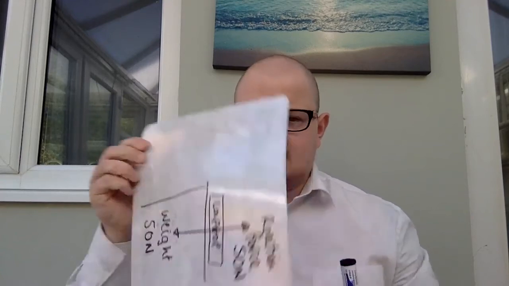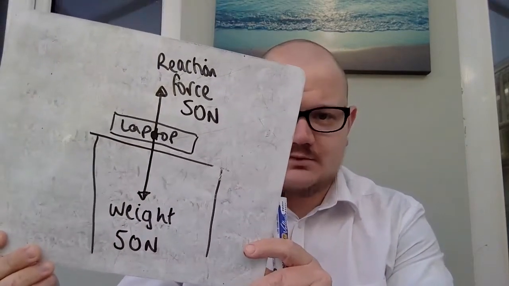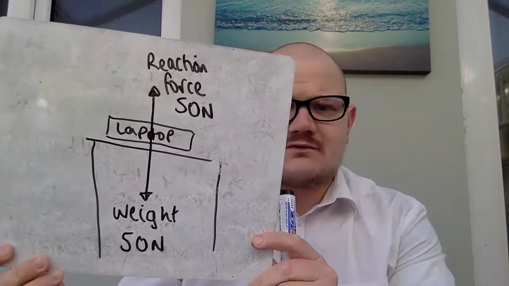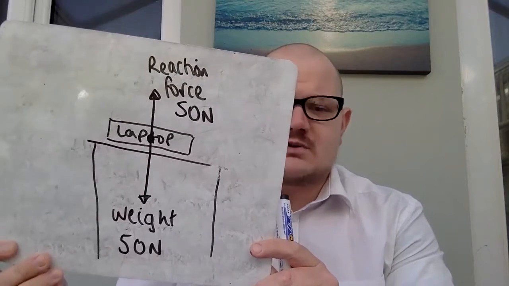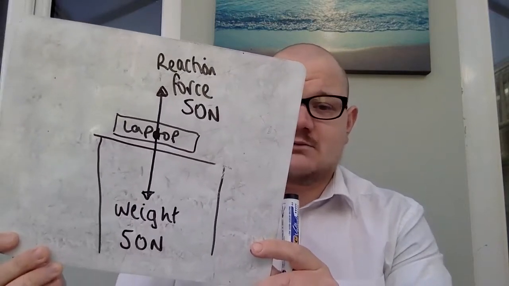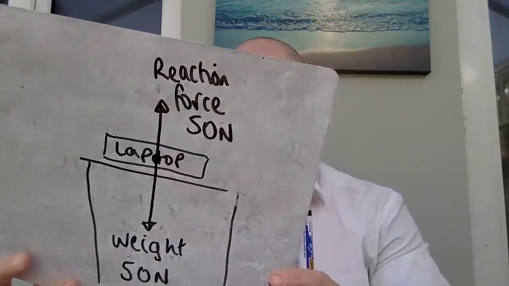So if the weight of the laptop was 50 newtons, then the reaction force has to be 50 newtons because we've already established if the weight was the only force acting on it and it was pulling down with 50 newtons, the laptop would go through the table. Well, on the other hand, if the reaction force was bigger, let's say that the reaction force was 100 newtons, so it was bigger than the weight, then the laptop would all of a sudden start to rise up. And we know that's not going to happen.